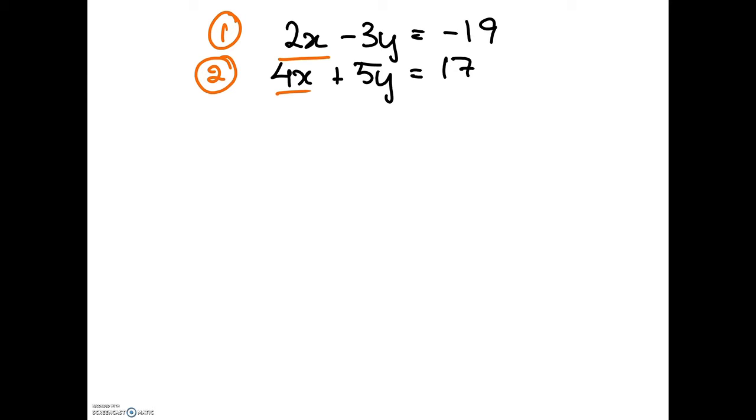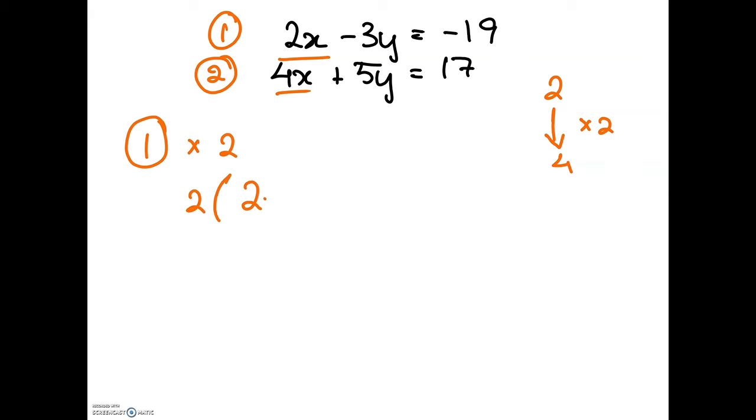So in front of x we have 2. And we want to make it 4, or we want to make 4 2. In this case, it'd be easier to go from 2 to 4 because you can just multiply by 2. Now, always note that you have to multiply when you're changing, you cannot add. So we're going to multiply by 2. So that means we're just going to multiply the whole of equation 1 times 2.